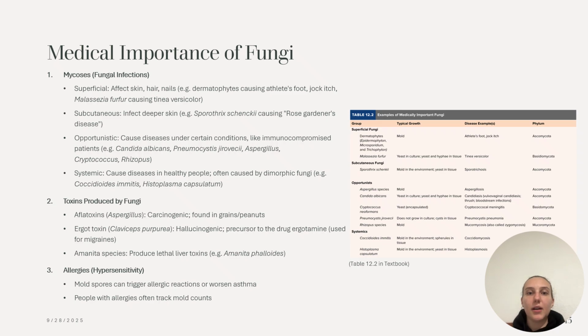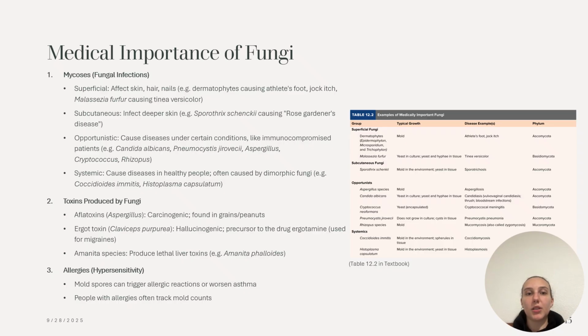Systemic fungi, like Histoplasma capsulatum or Coccidioides immitis, can infect even healthy people. They're often dimorphic, meaning they grow as molds in the environment, but they convert to yeast forms in the body. Fungi also produce dangerous toxins. Aspergillus produces aflatoxins, and these are carcinogenic and often found in grains and peanuts.